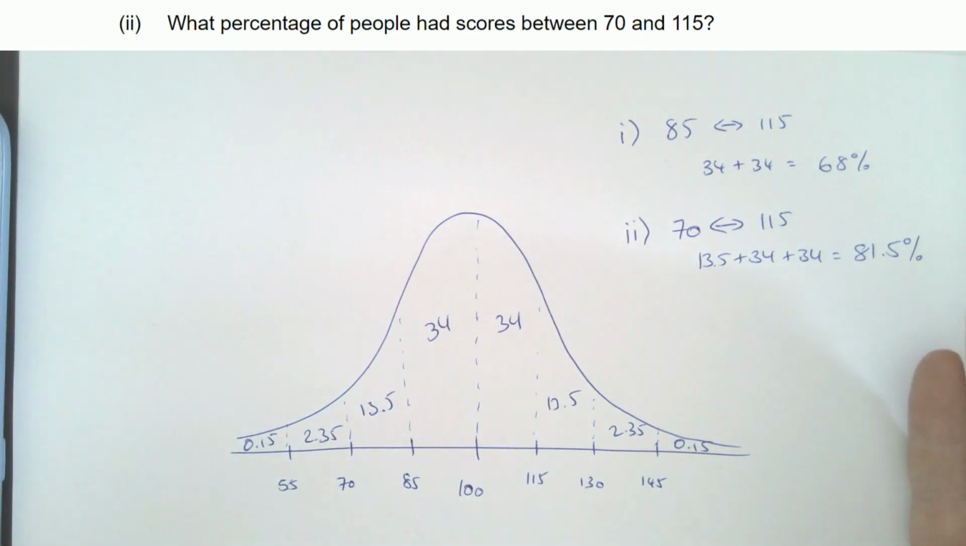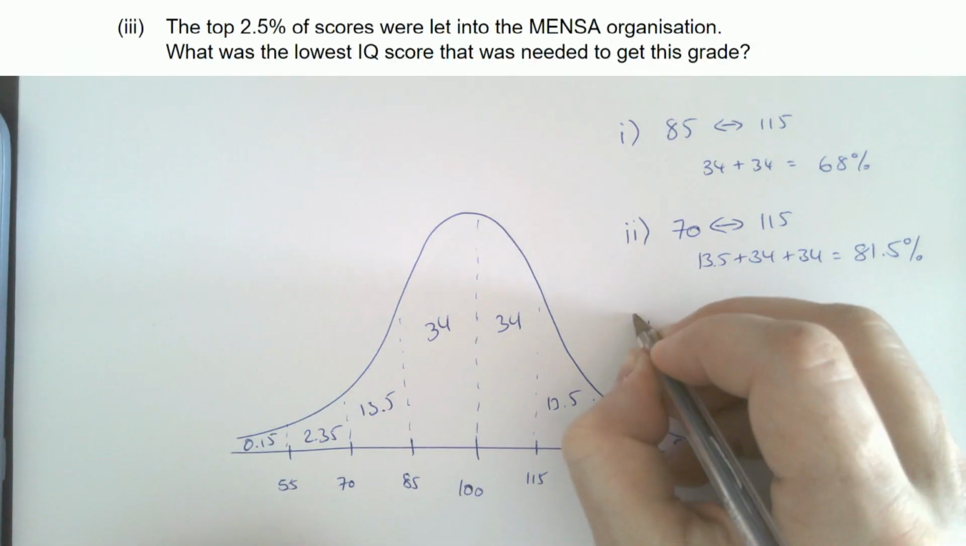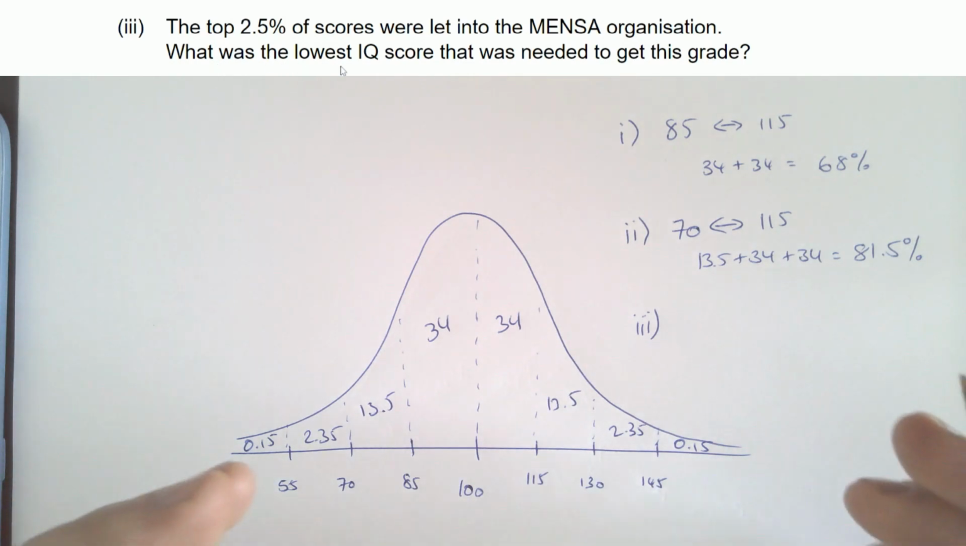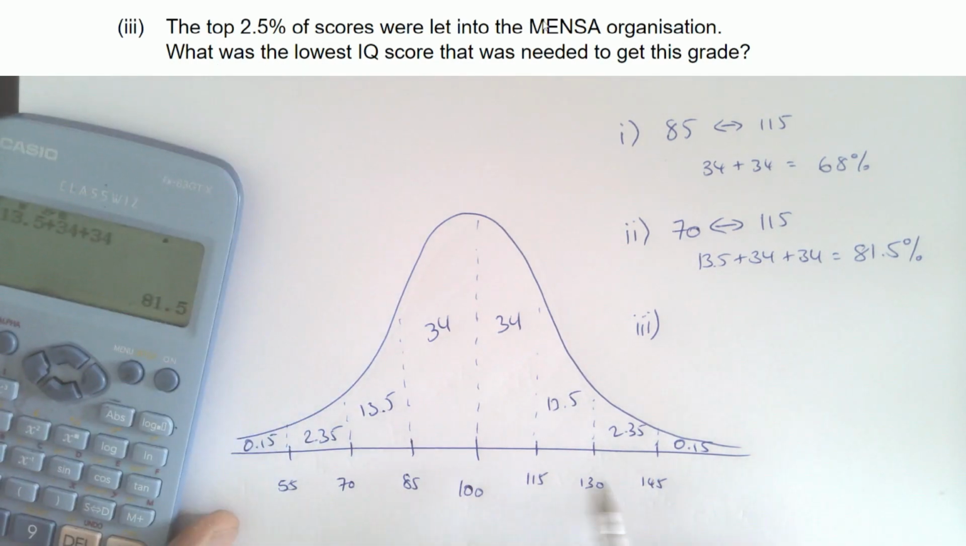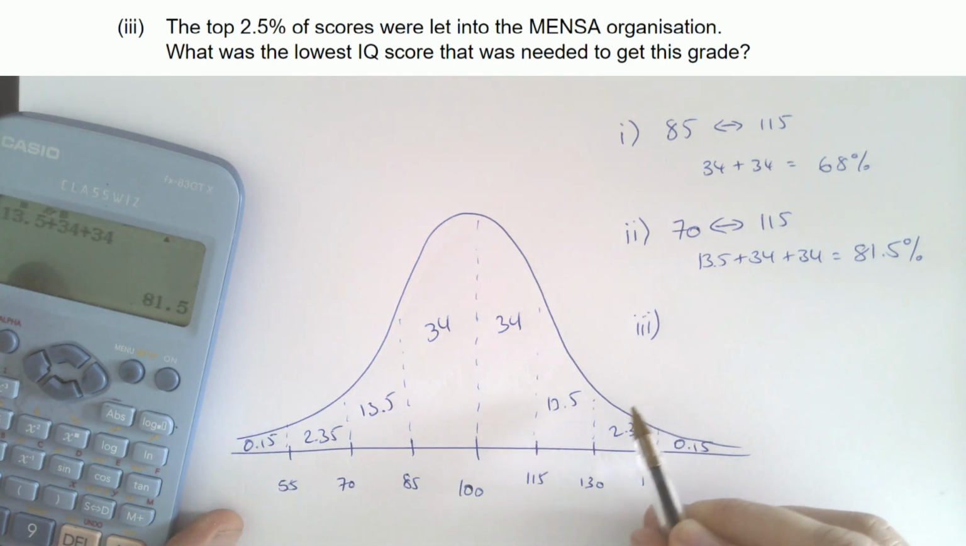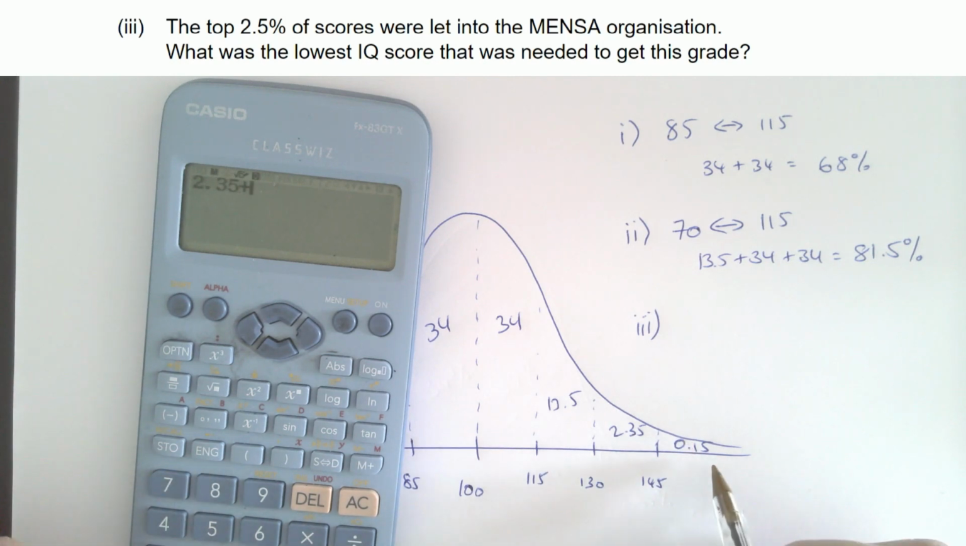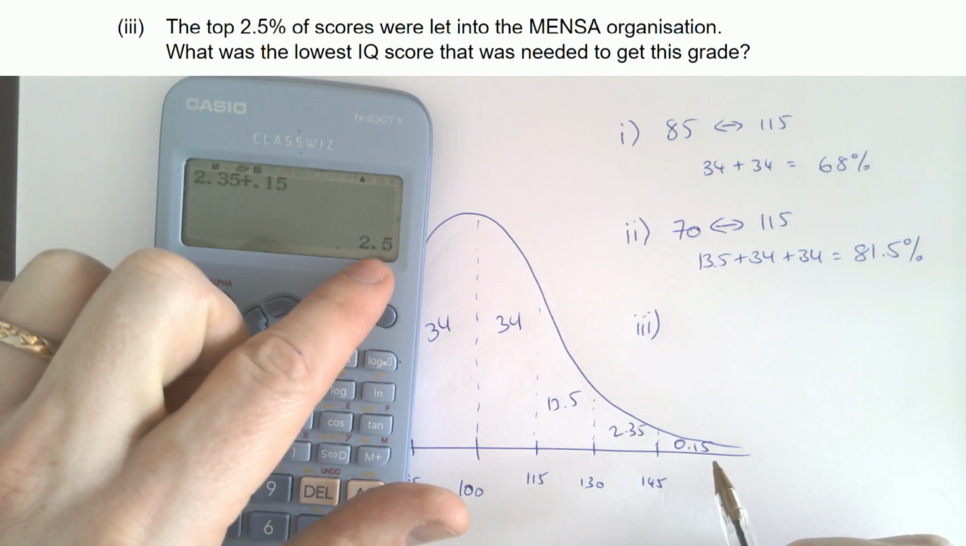So far, so nice. Part 3 said the top 2.5% of scores were let into the Mensa organization. What was the lowest IQ score needed to get this grade? So we just need to find where the top 2.5% of people are. Just take a look. It's not clear, there's nowhere here that says 2.5%. But if we take a look at these last two regions, if I take 2.35 and add on the 0.15, we'll notice that gives me 2.5%.